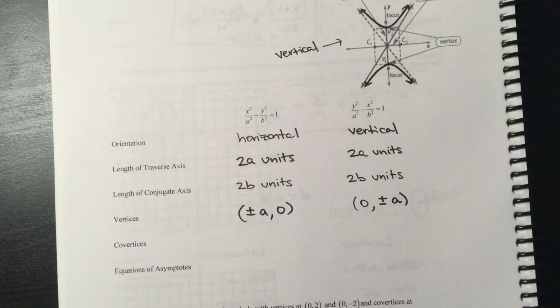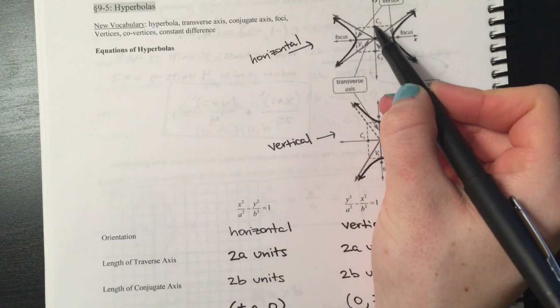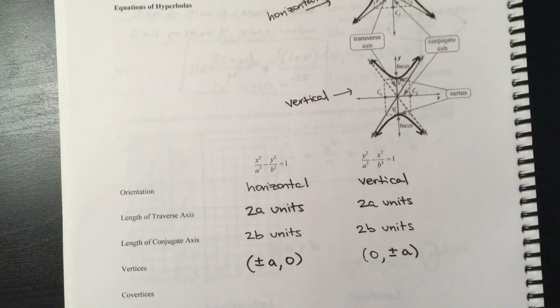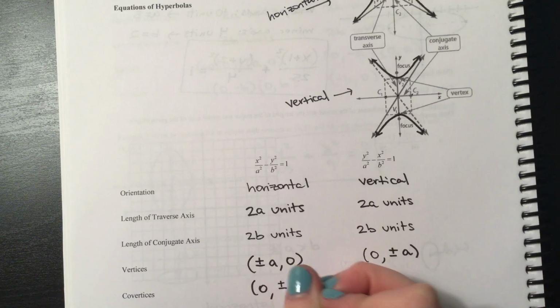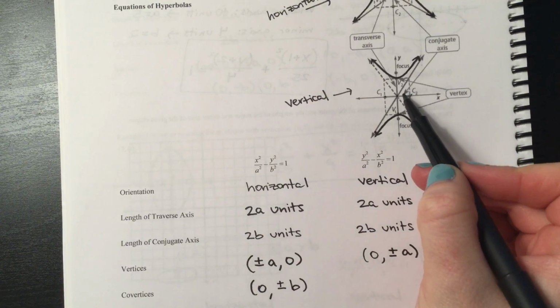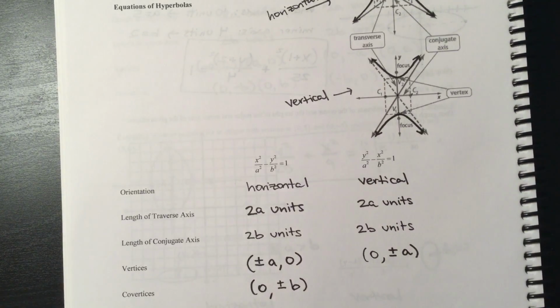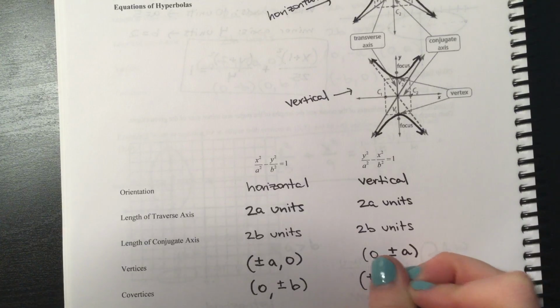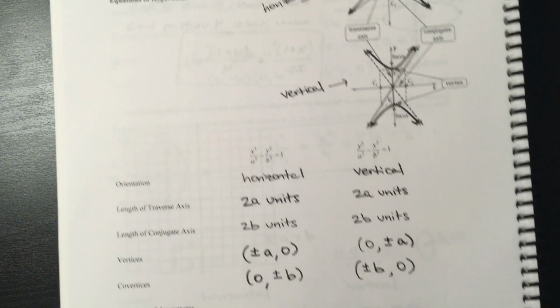Then the co-vertices, with this horizontal one, it's b units up, b units down. So you're not going left or right at all, but you could go up or down b units. And finally with the vertical, your co-vertices are to the left and to the right, b units. So you could go left or right, b units, but you're not going up or down at all.